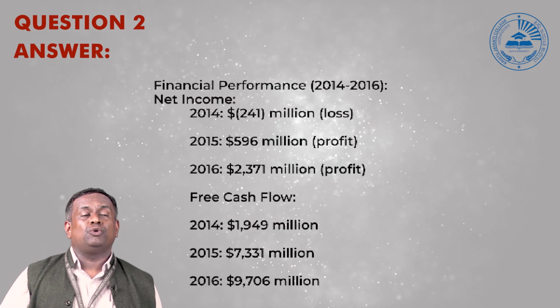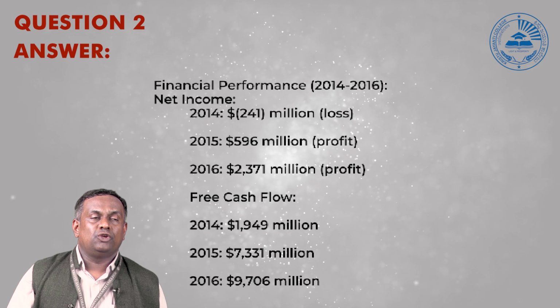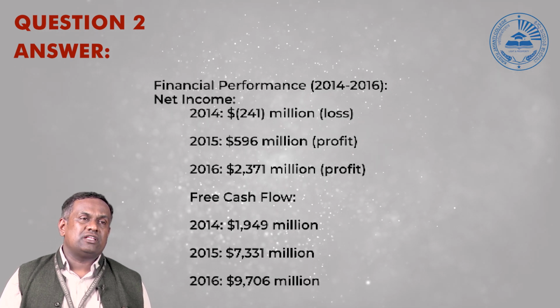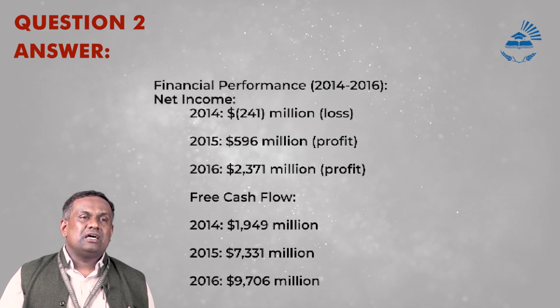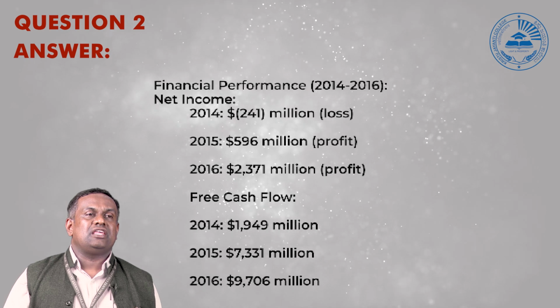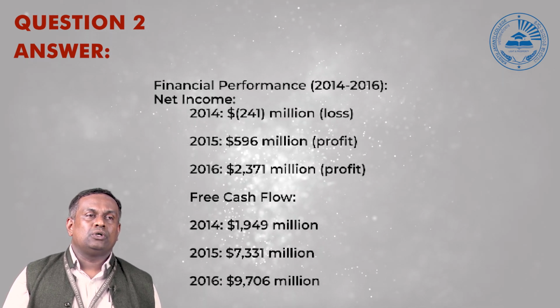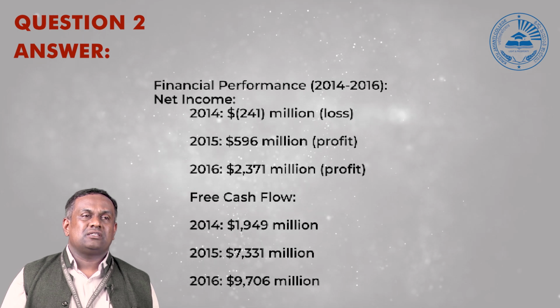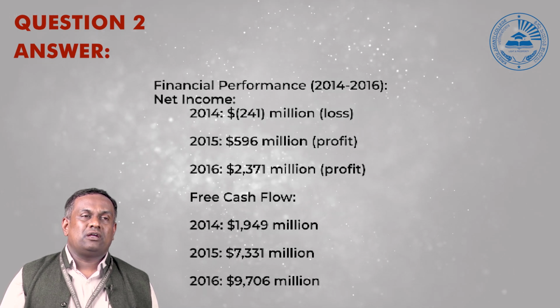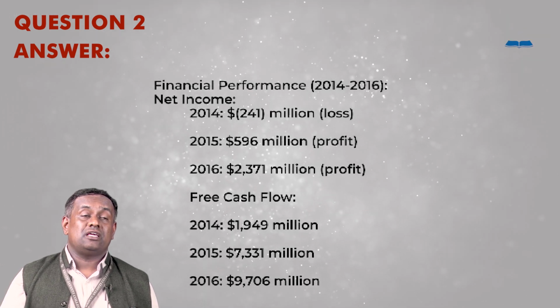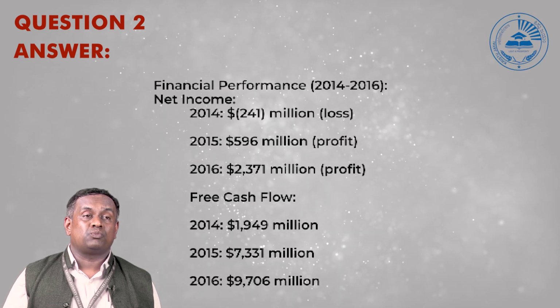First one is financial performance. If you see the financial performance, the net income, these are only the numericals. You can see that across 2014, 15, 16, there is a change in profitability from negative, that is minus 241, to plus 596, to plus 2,371 million. That is the increase from loss to profit making.